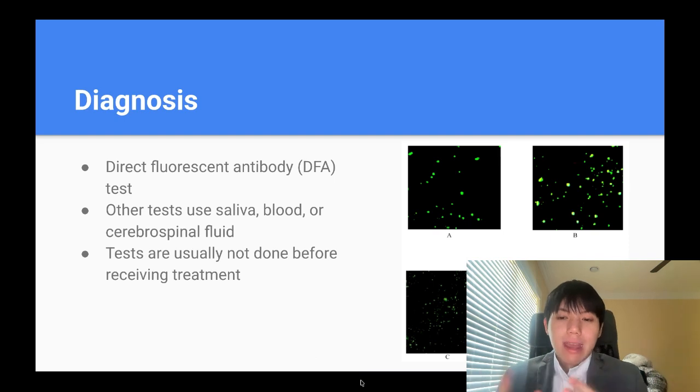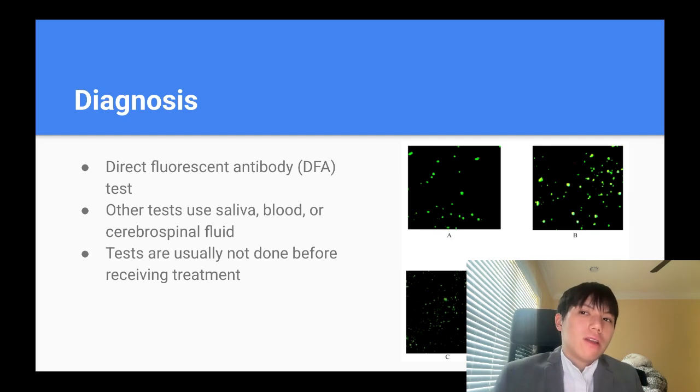After death, rabies can be tested using the direct fluorescent antibody test, or the DFA test. It requires taking a sample of the victim's tissue and trying to detect the viral antigen for rabies. Other tests can be done using samples of saliva, blood, or even cerebrospinal fluid. While these do test for rabies, these tests are often not done before treatment. Rather, PEP is given immediately post bite. The graphic here is what you see during a DFA test.